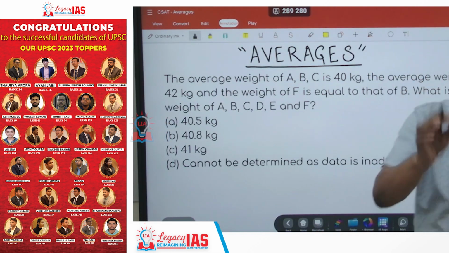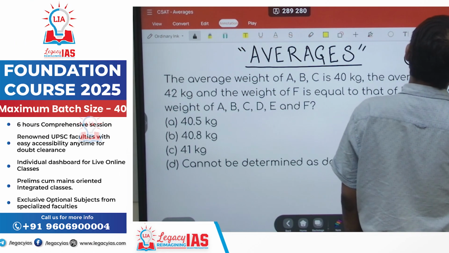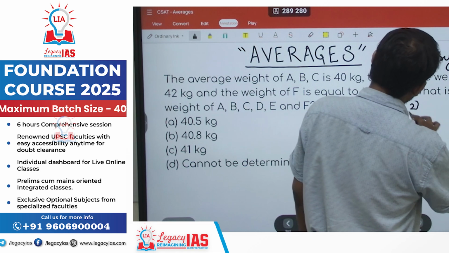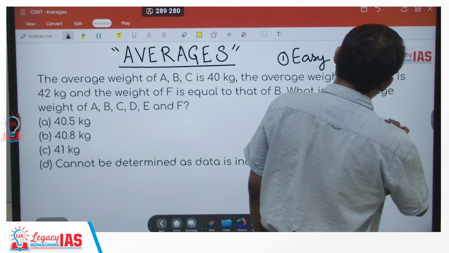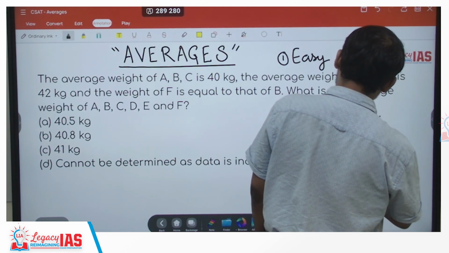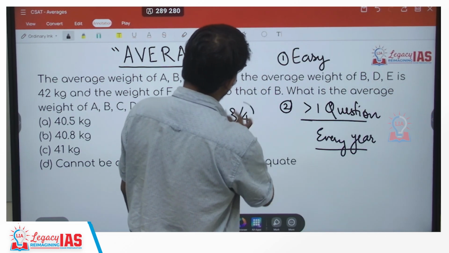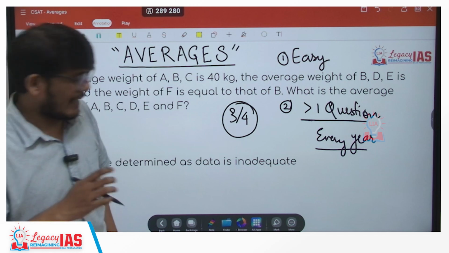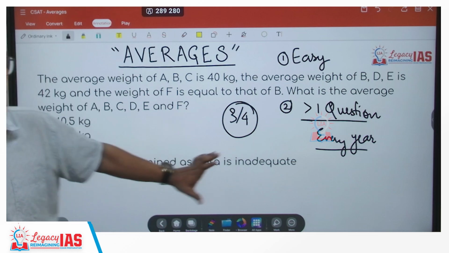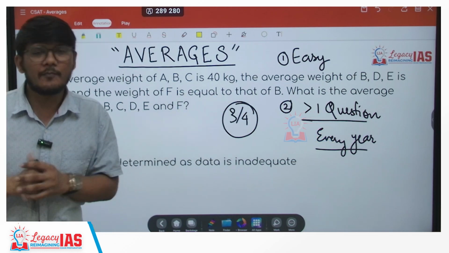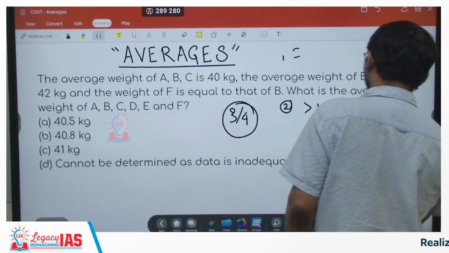And this topic is very important for two reasons. Number one, this topic is very easy. Secondly, more than one question generally comes from this topic every year. At times you may find 3 to 4 questions coming from this particular topic. Directly 1 or 2 or 3 questions may come. Indirectly, this concept would be utilized in another 2-3 questions. So that becomes very important. Having said that, let's now get started with the topic averages.